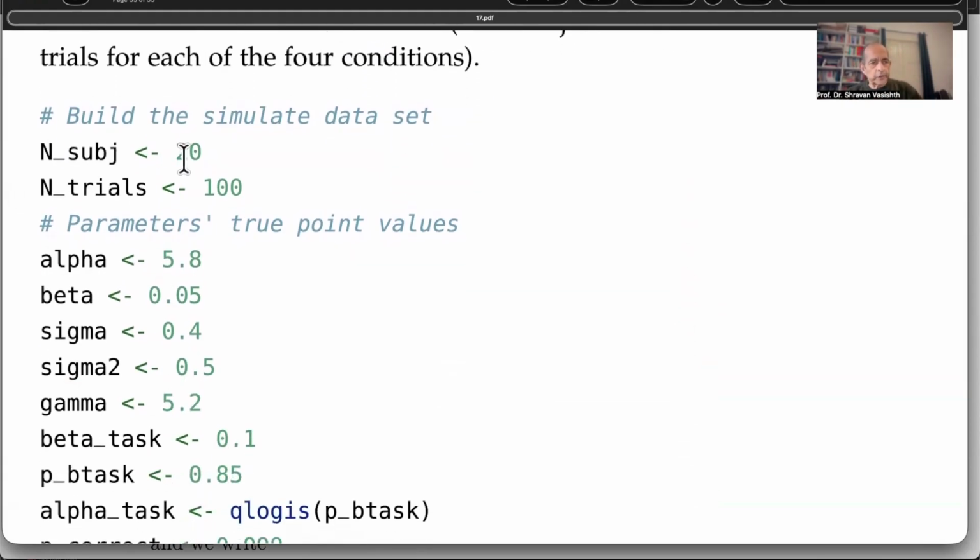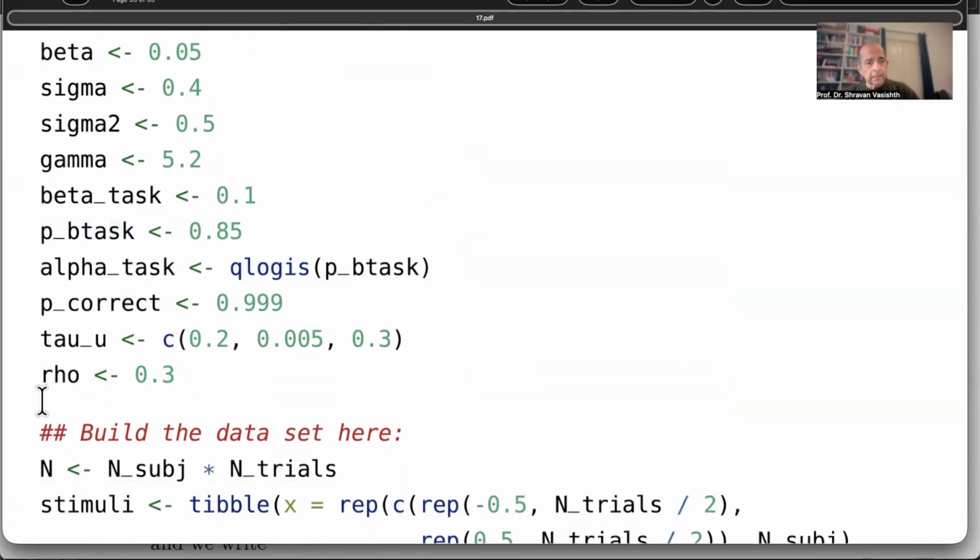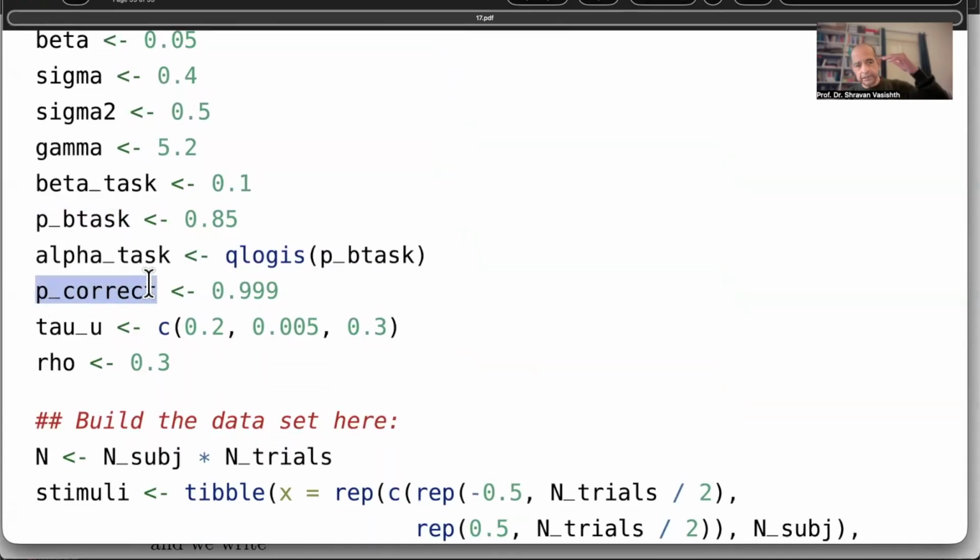Okay, so we have 20 subjects, 100 trials, alpha, beta, sigma, sigma 2, gamma, and beta task, and the probability of task engagement is 0.85. The probability of task engagement is back transformed to log odds space to get the alpha task, right? So we go from here to here, just like I explained at the beginning of this section. Then the probability of a correct response is set to a very high value in the engaged mode, right?